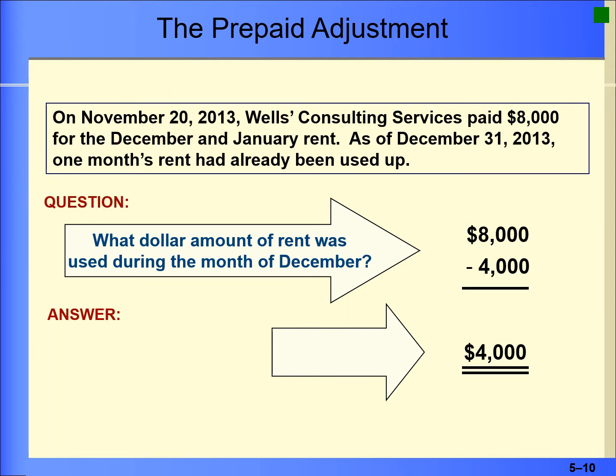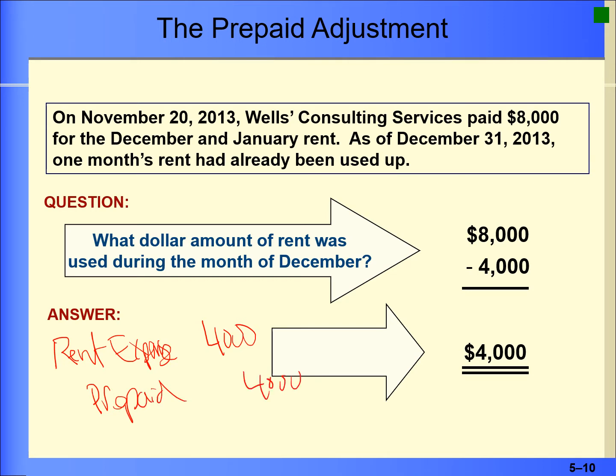Now typically, if you were going to write this in a journal, you would debit rent expense for $4,000, and you would credit prepaid rent for $4,000, and so you again would write that in a journal and post it to a ledger. But in the next slide, we'll show you how it's going to wind up on the worksheet.